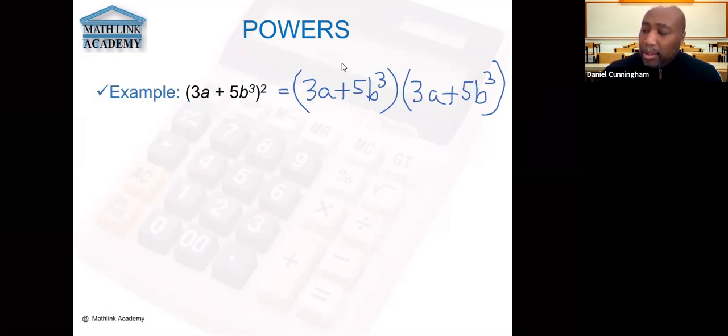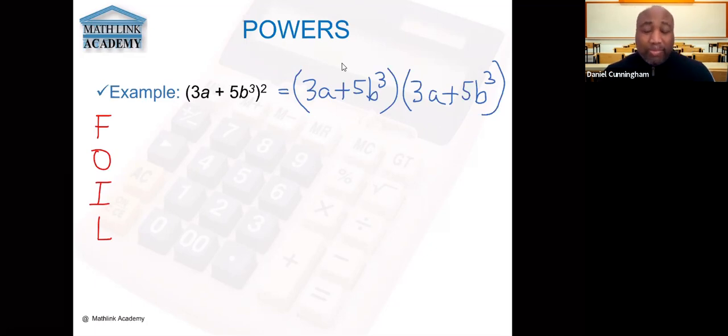Now, to do a problem like this, we're multiplying two expressions with two terms. So what method do you think we're going to use for this one? If you saw some of my past videos, it's going to be the FOIL method. That's correct: first, outer, inner, last. So let's do that and see what we get as an answer.